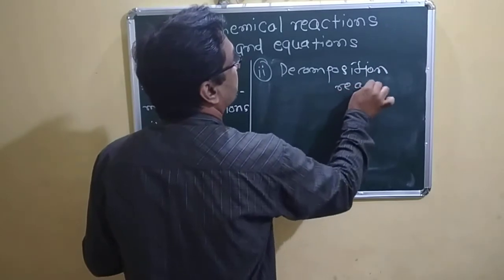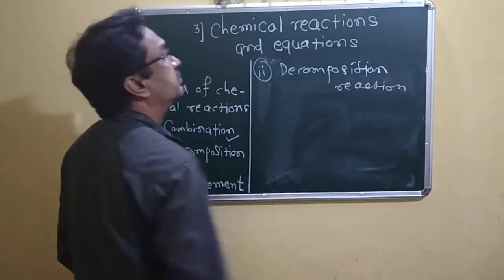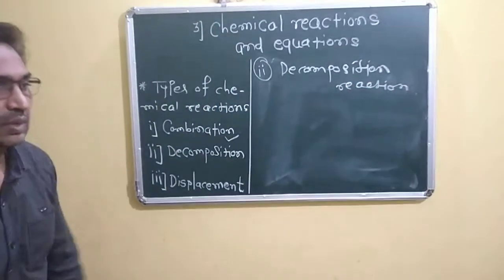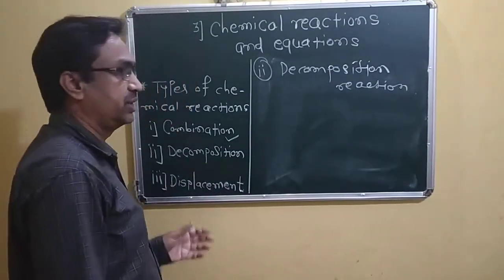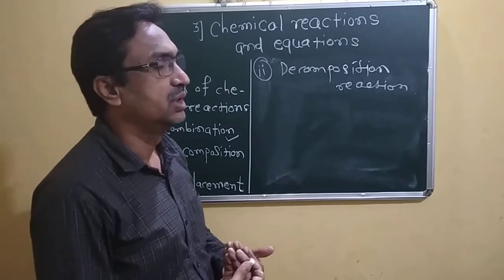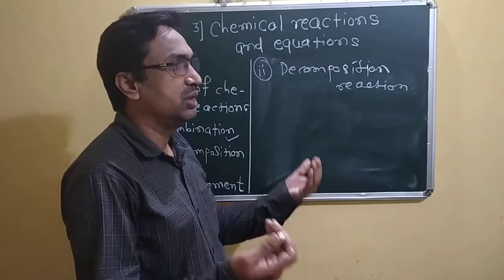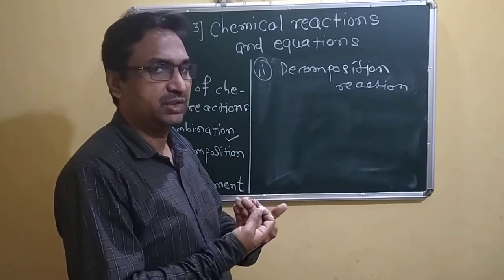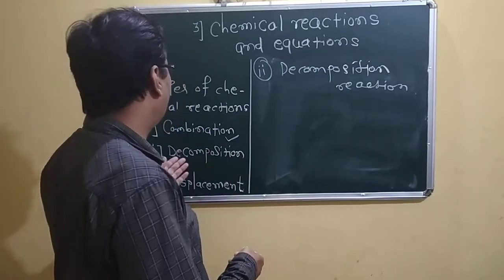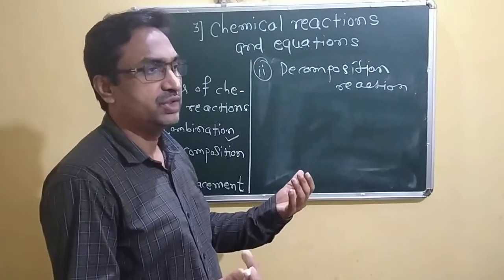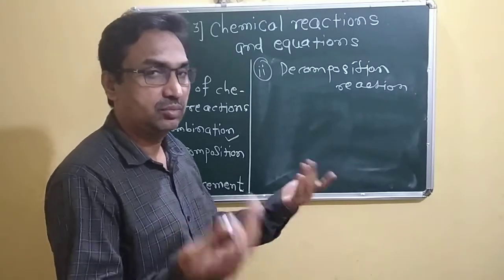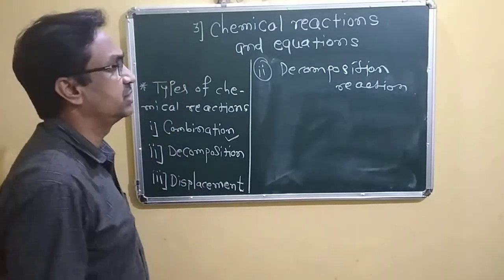Decomposition reaction. Decomposition is completely opposite to a combination reaction. In a combination reaction, two or more reactants react with each other to form one product. Here, one reactant decomposes, and the products formed are two or more. So a decomposition reaction takes place.